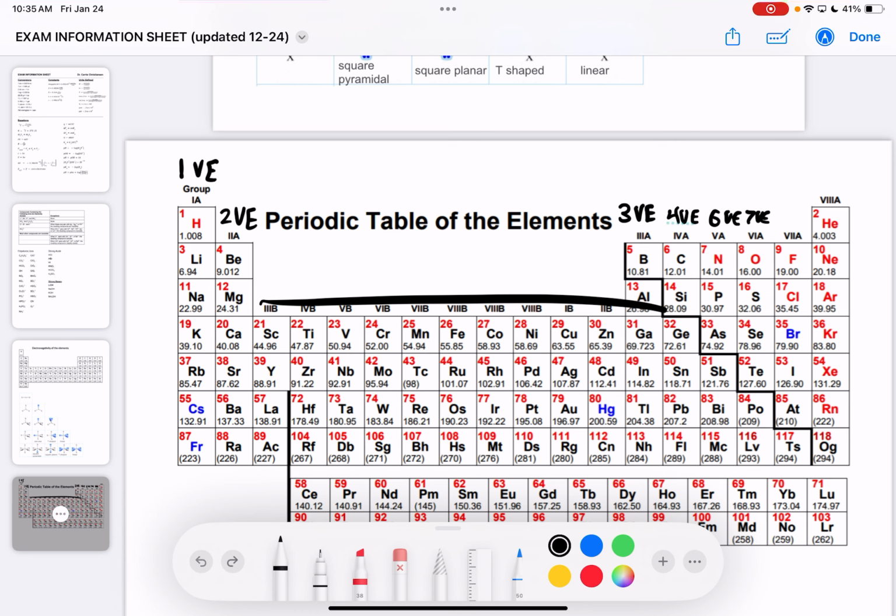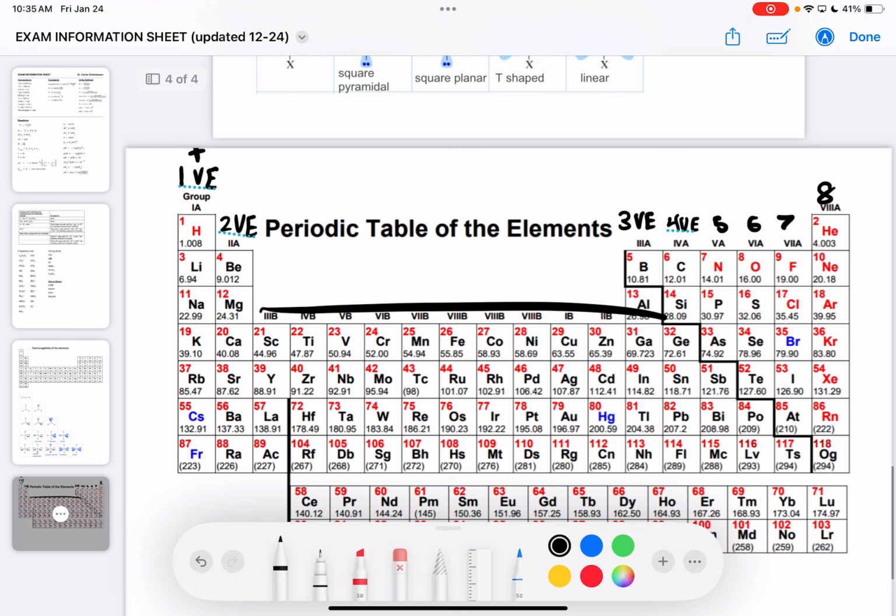Did I skip over something? I skipped over 5, didn't I? 6, 7, 8. Okay? This is also how we know that group 1 is going to lose 1 electron when it participates in ionic bonding. Okay, as I write these charges, this is only ionic bonding, not covalent. Second group, it's going to lose both of those valence electrons, plus 2. Third group is going to lose all 3 of those valence electrons, plus 3.